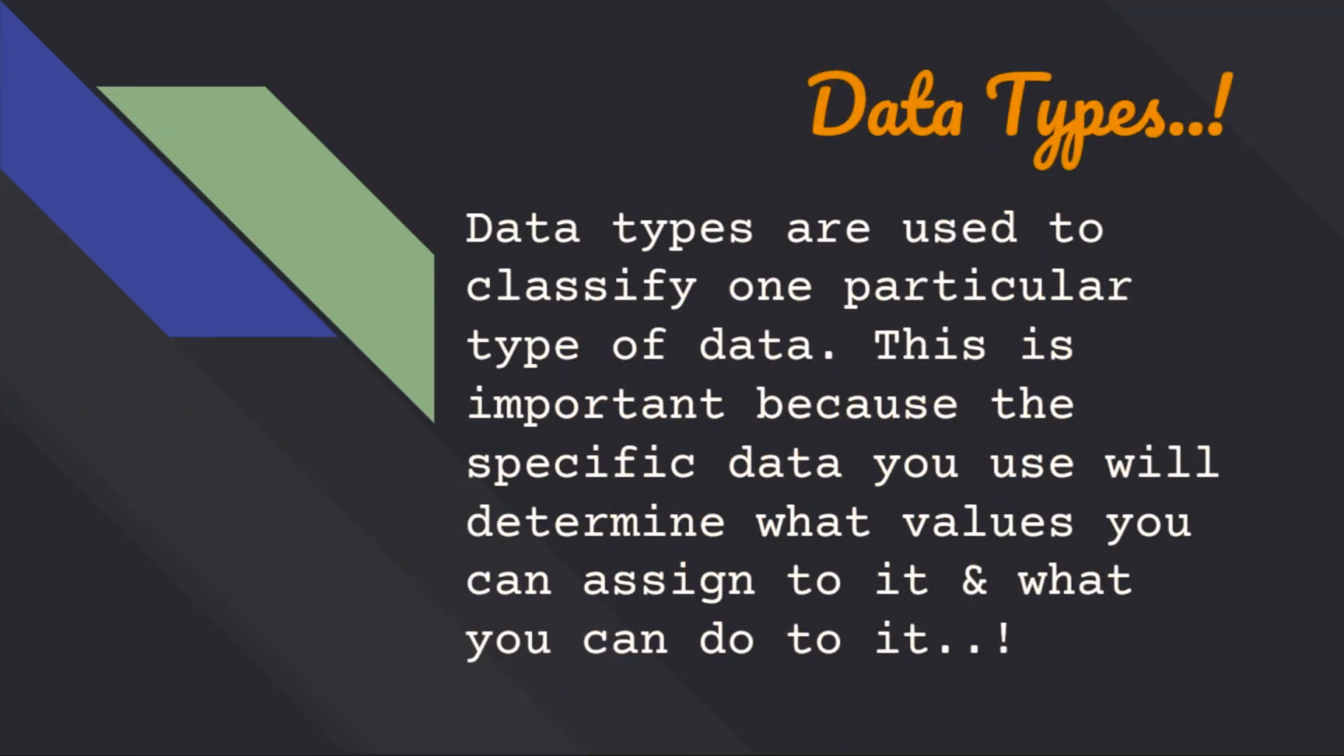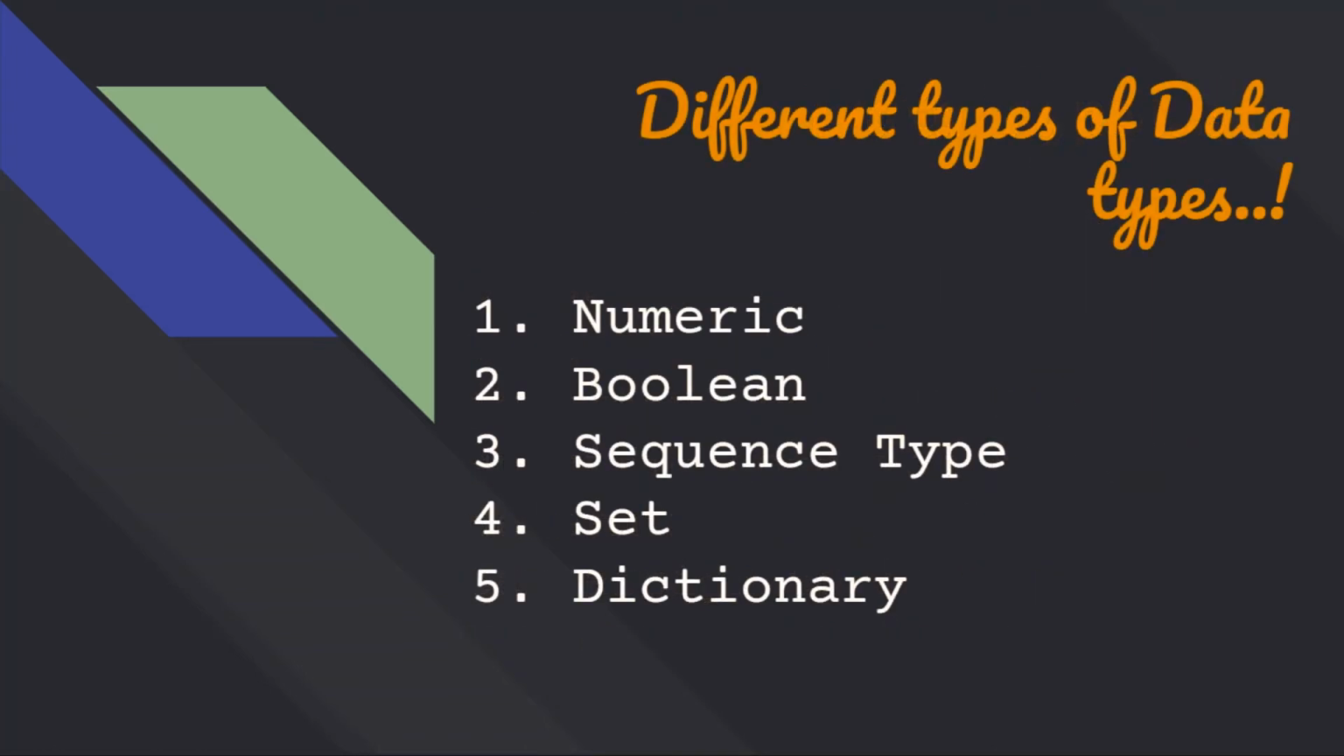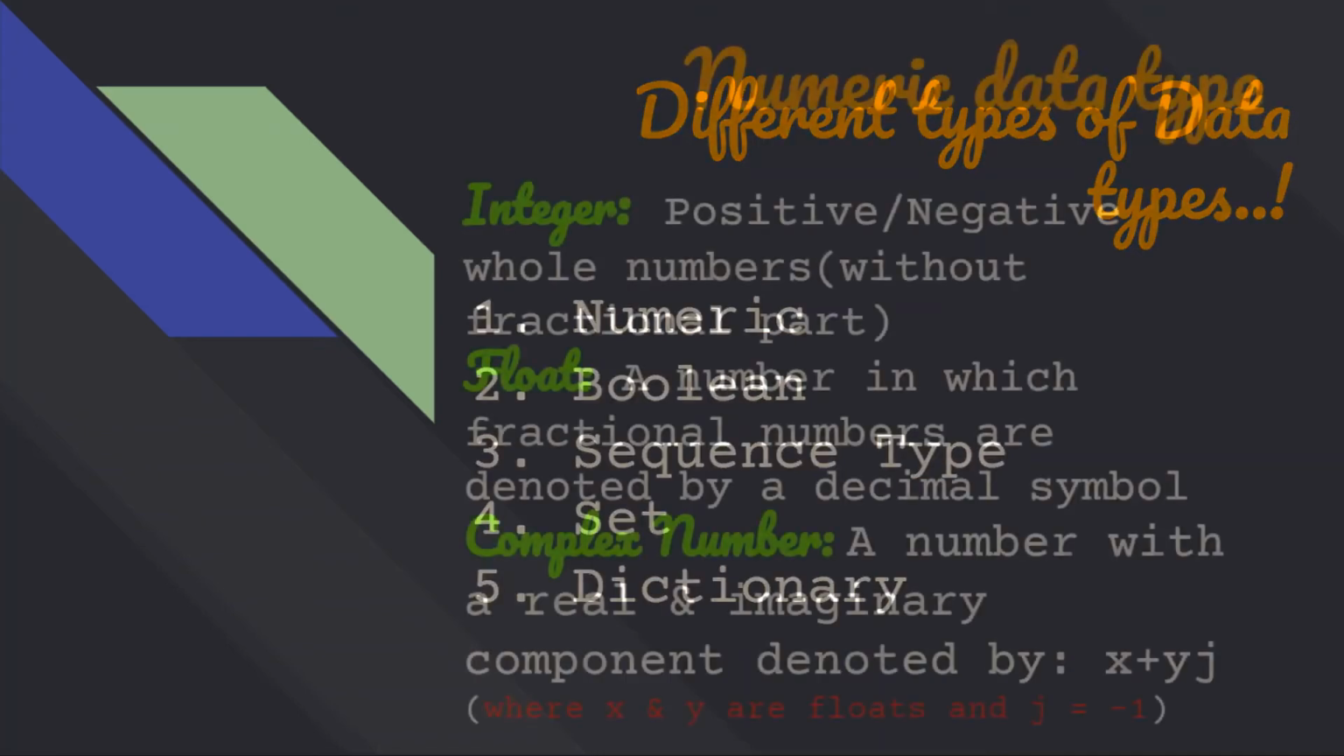Now, what are data types? Data types are used to classify one particular type of data. This is important because the specific data you use will determine what values you can assign to it and what you can do to it. There are different data types: numeric, Boolean, sequence type, set, and dictionary. Let's get started with the numeric type.